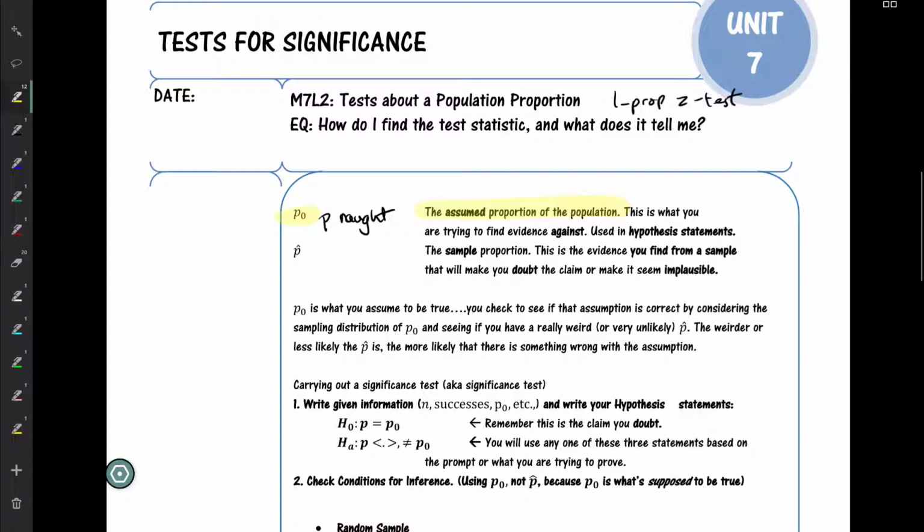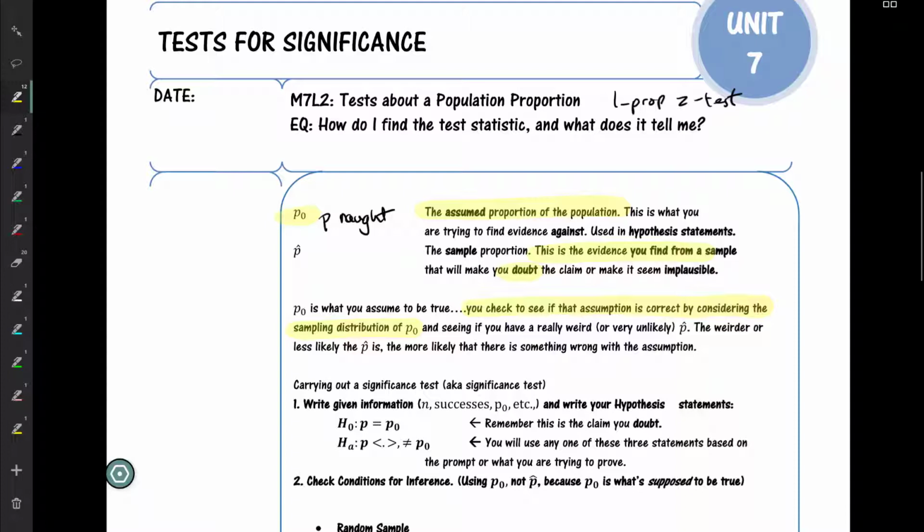Now, the p hat, that's your sample proportion. We know p hat very well. It's the evidence that you find from a sample that will make you doubt your claim or make it seem implausible. So this is your evidence, okay? P naught is what you assume to be true, and you check to see if that assumption is correct by doing exactly what we just did, by considering the sampling distribution of that P naught, okay?